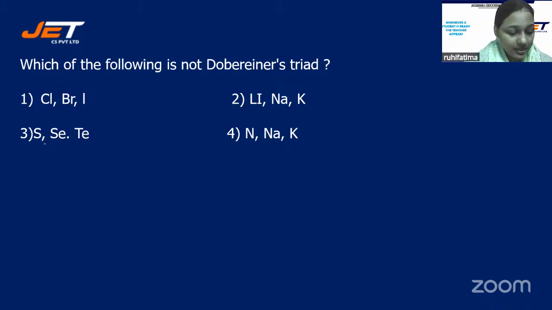Okay, as I can see on my screen, Vishal, Aishwarya, you both have written option number 4. And yes, you both are correct, students. Well done. Those who have selected option 4, you all are correct. The correct answer is N, nitrogen, Na, sodium, and K, potassium.